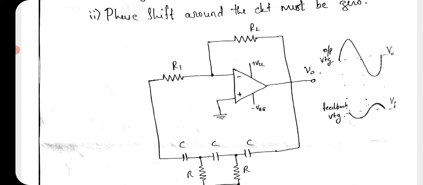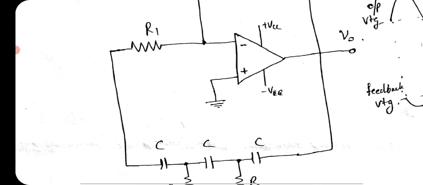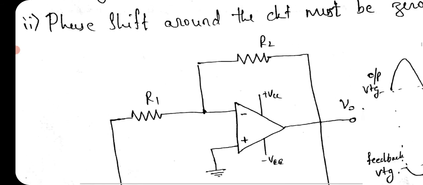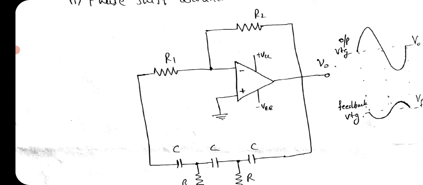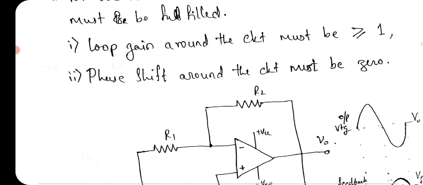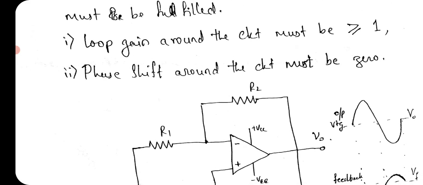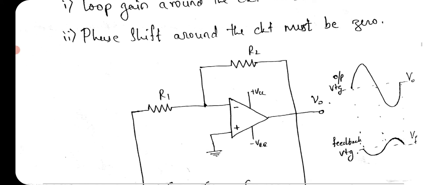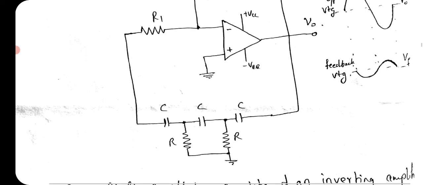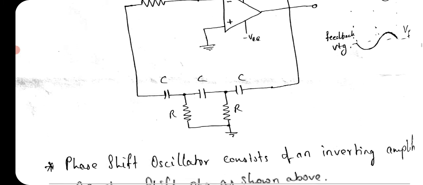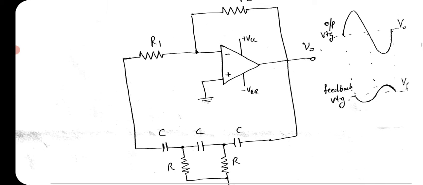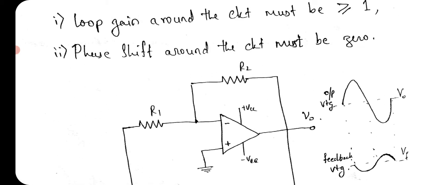Now why we require this RC network is because this particular circuit which is present on your screen is capable of satisfying both these criteria. Both the requirements are satisfied for this particular circuit. How is that? The loop gain around the circuit must be greater than or equal to 1. We will see whether it is greater than or equal to 1 further when we proceed into this topic. And the second criteria is the phase shift around the circuit must be equal to 0.